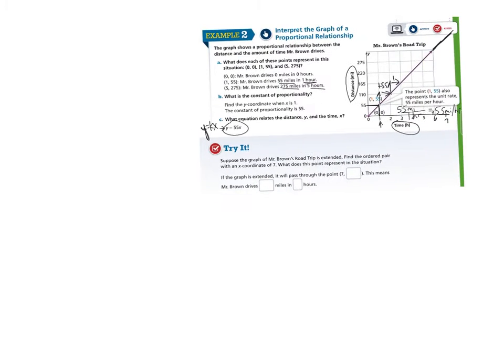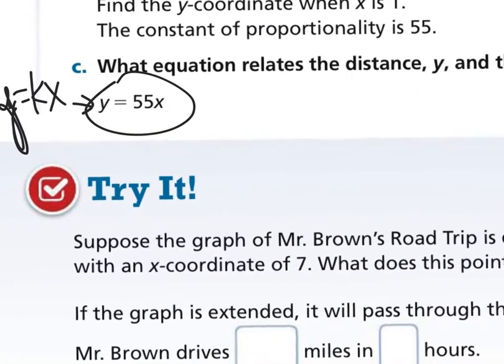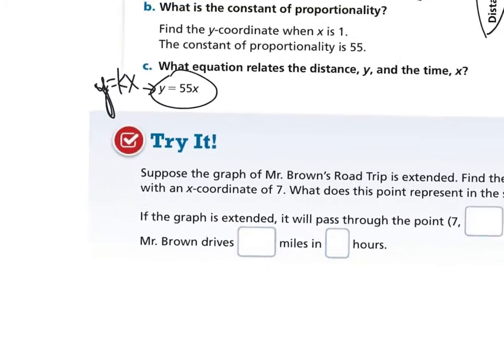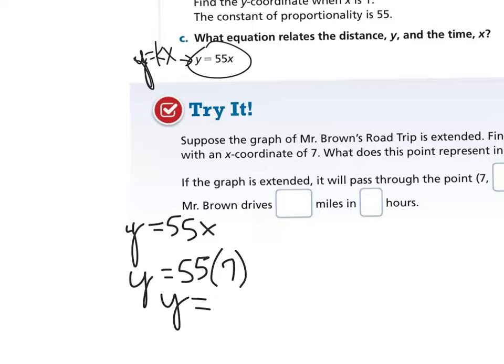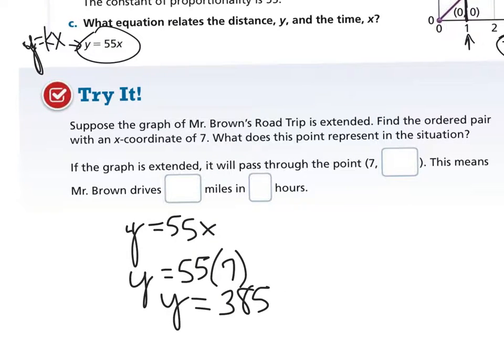Another option you guys have besides doing that, we just found an equation, y equals 55x. We could actually use that equation and figure this out pretty easily. So on the graph, x was our time. So if our time is 7, or they're telling us the point is 7 something, so x value is 7, you could just substitute 7 in place of x, multiply that out, and you get 385. So that means the graph would pass through the point 7, 385.